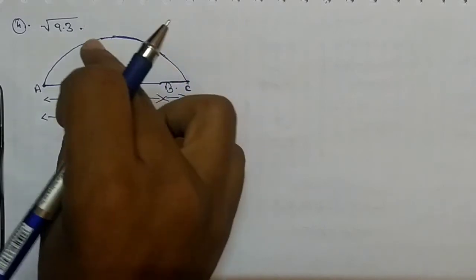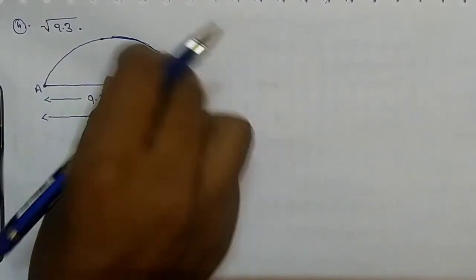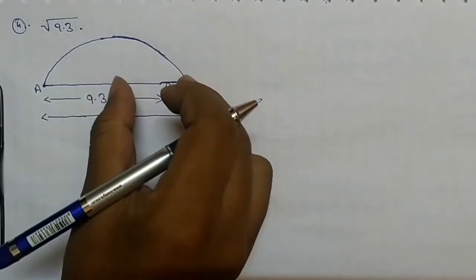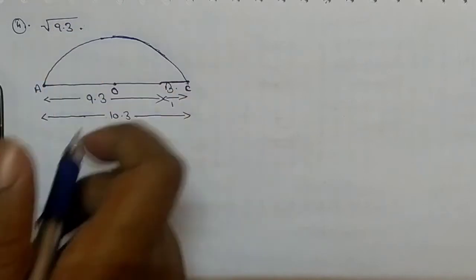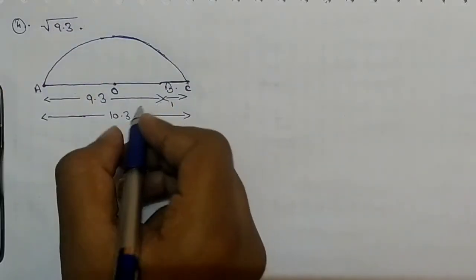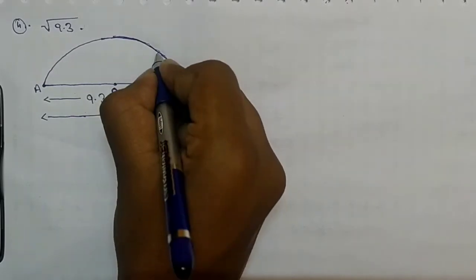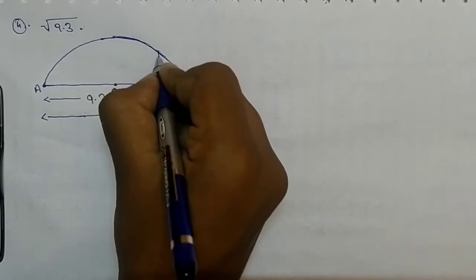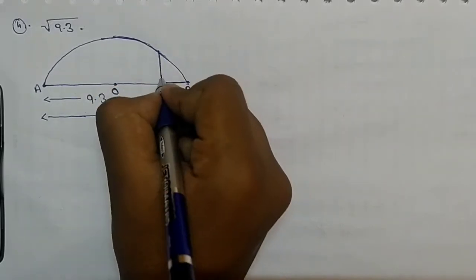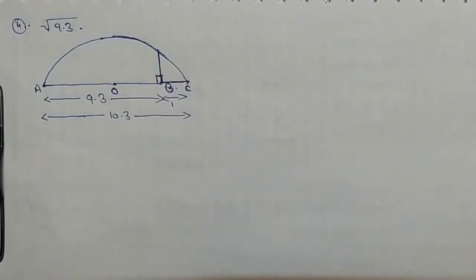See, this is a rough sketch I am going to show you. Take this point as O, take O as the center and put an arc through C. Now we have a semicircle. This point is B. Just make a straight line from B, and this should be perpendicular to the line AC.